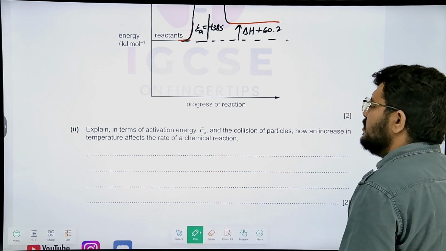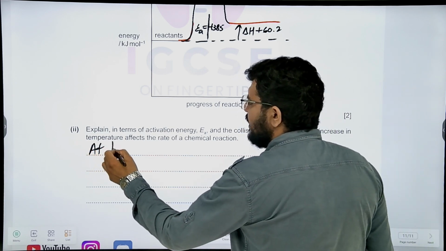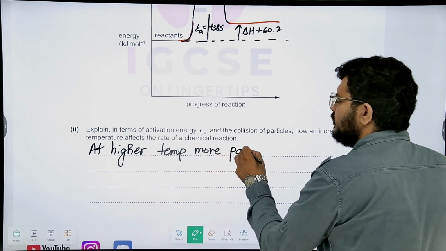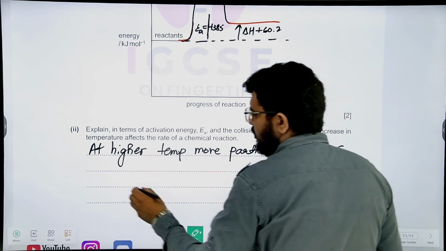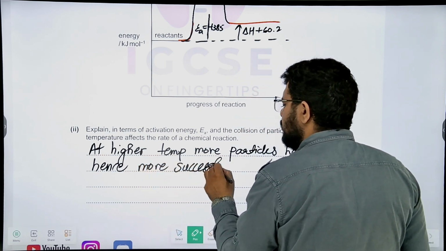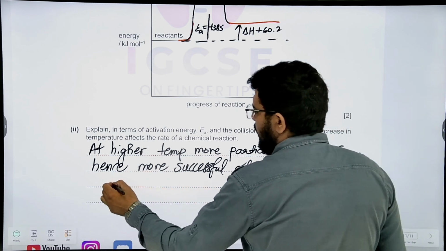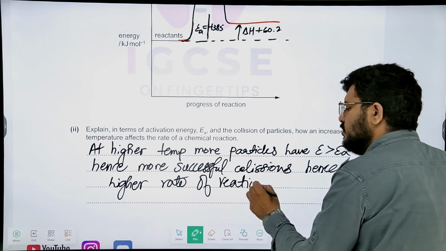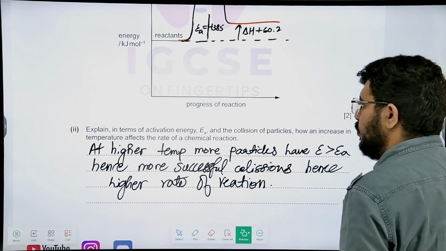Explain in terms of activation energy and the collision of particles how an increase in temperature affects the rate of chemical reaction. So at higher temperature, more particles have energy greater than activation energy. Hence, more successful collisions, hence higher rate of reaction. So this is your answer, and I think with this the paper is also over.